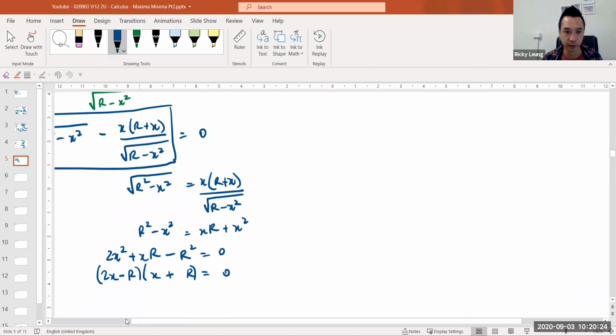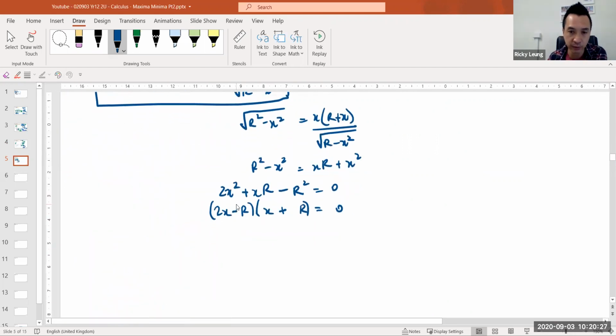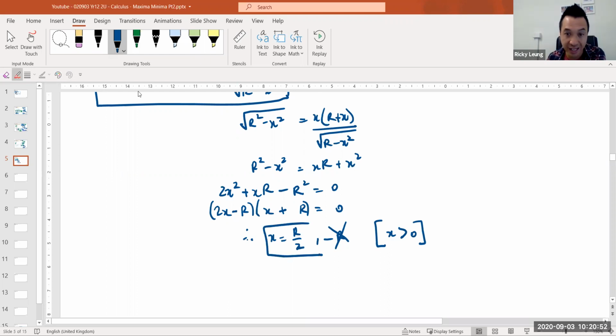Okay, zoom in so I write a little bit neater. So therefore, sorry, not r, I'm solving for x. x equals r on 2, comma, negative r. Now obviously that negative one's not true because x in this case is greater than 0. So I have my answer that I now have to test for maxima.